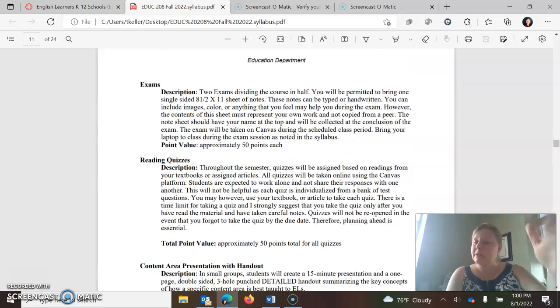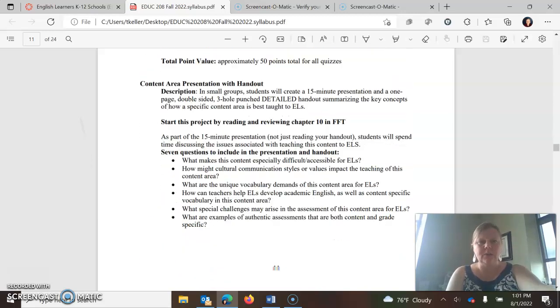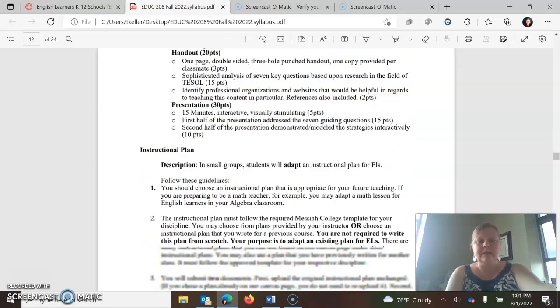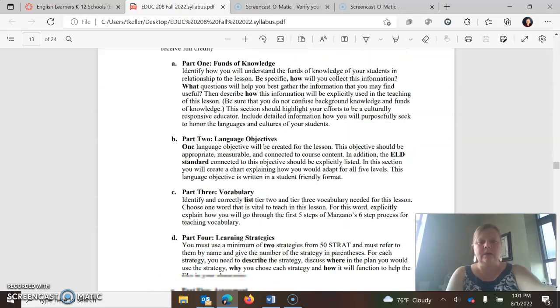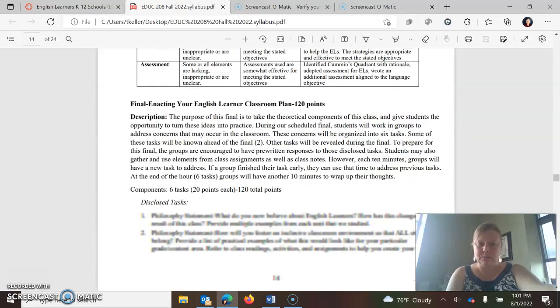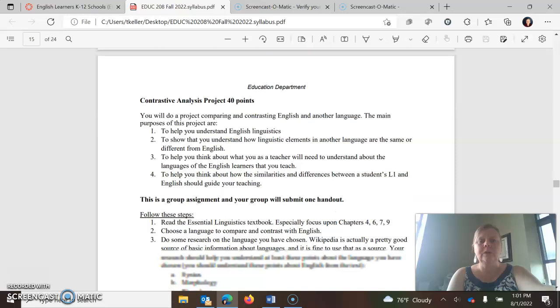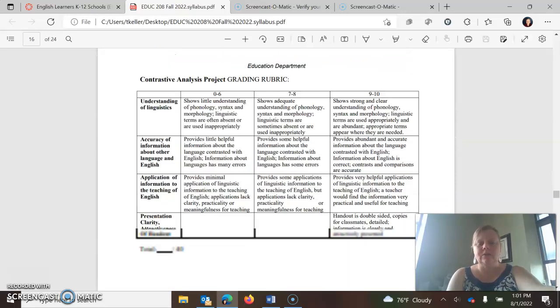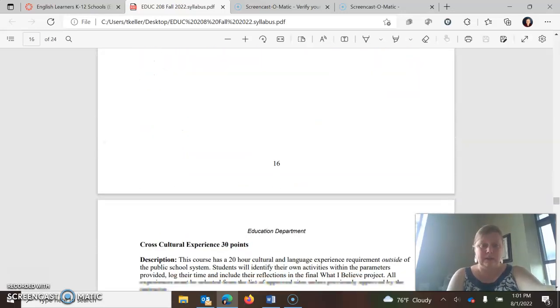All of the other assignments are listed here, and I'm not going to go through them right now. I will go through the expectations prior to when they're due and when it naturally fits into the course. So I'll just sort of scroll through these quickly. The one assignment that I do want to talk about is our cross-cultural experience, because it's important for you to start to consider that early in the semester.